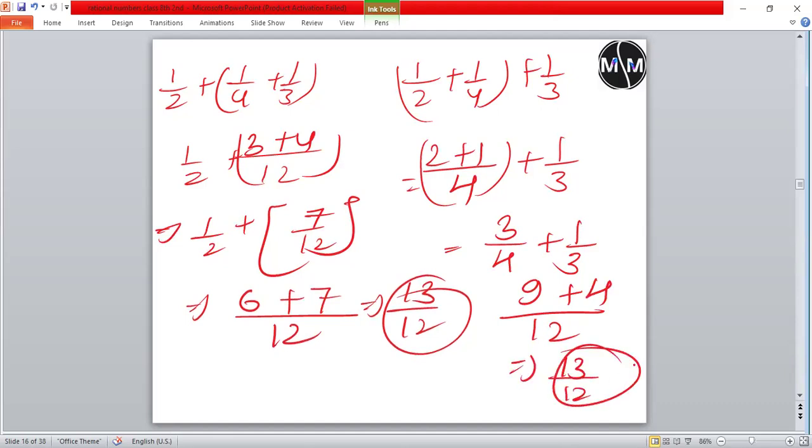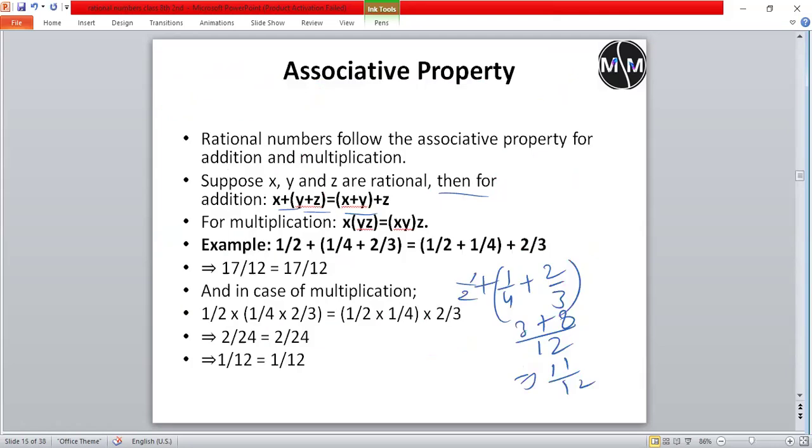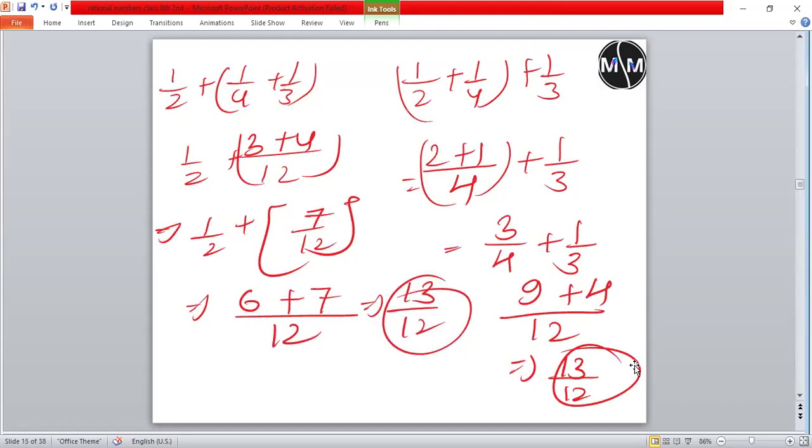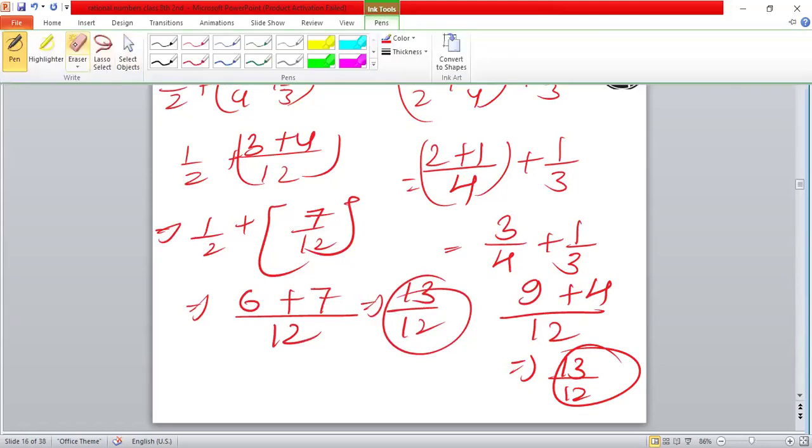It means in this property, if you change the positions of bracket, it will never change the answer. And this is the same for multiplication.